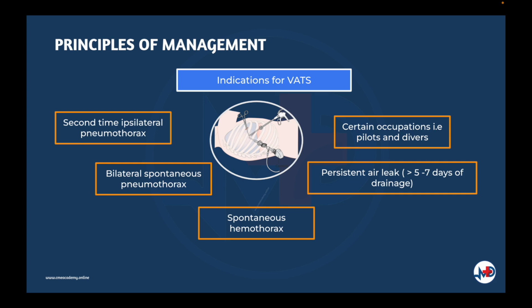Now let's take a look at the indications for video-assisted thoracoscopic surgery. This procedure is indicated in patients with second-time ipsilateral pneumothorax, bilateral spontaneous pneumothorax, spontaneous hemothorax, persistent air leak, which is still persisting more than 5 to 7 days of drainage, and certain occupations, for example, pilots or divers.